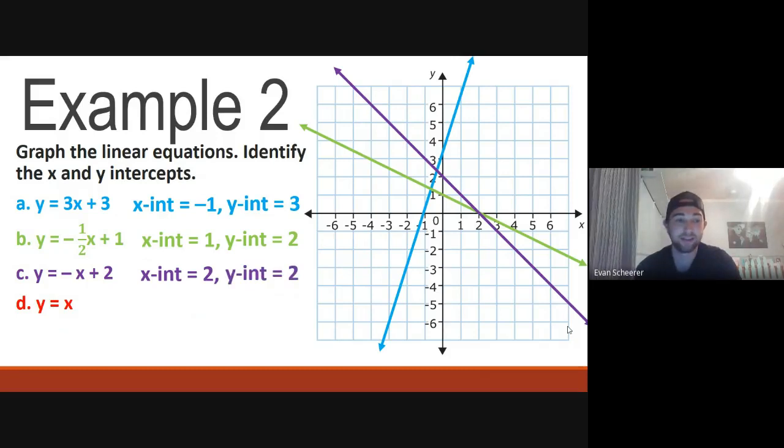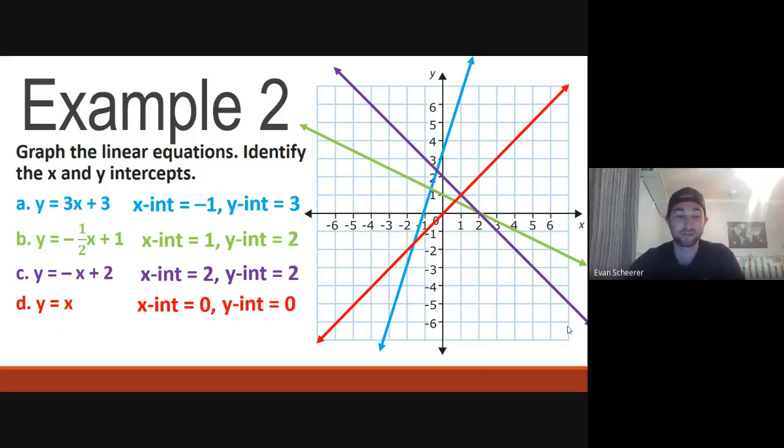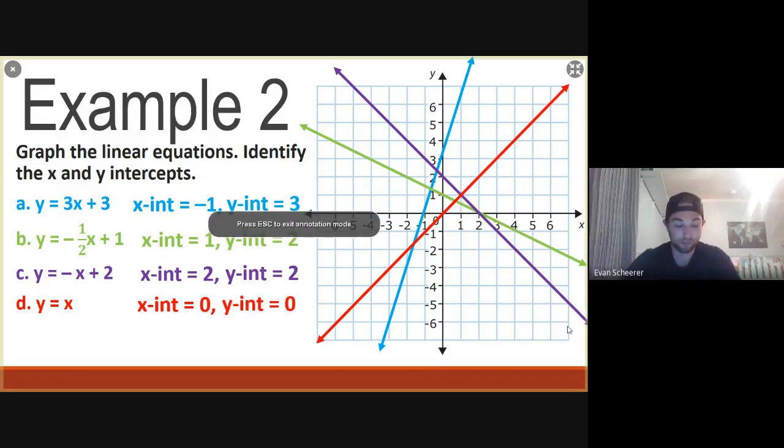And then finally, y equals x. There is no y-intercept, right? We're at 0. So therefore, we just go up 1 to the right 1, up 1 to the right 1, starting at 0. And then our x-intercept and our y-intercept are both 0. So again, sorry for that confusion with B. Let me go ahead and fix it real quick again.